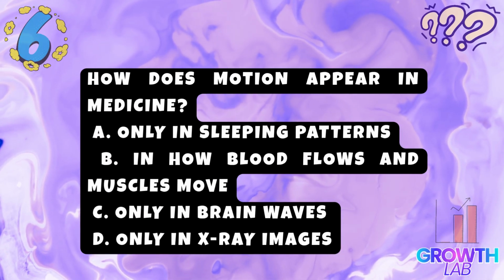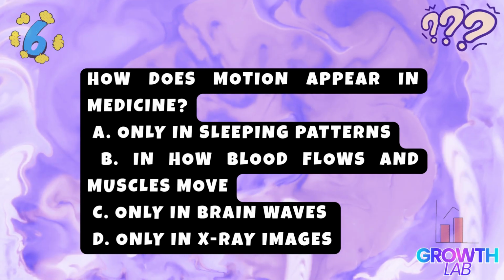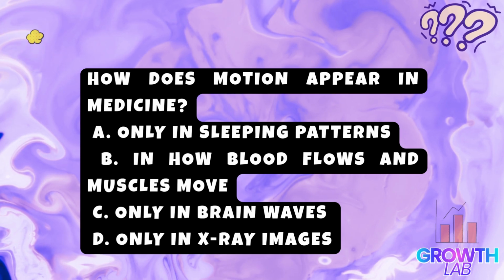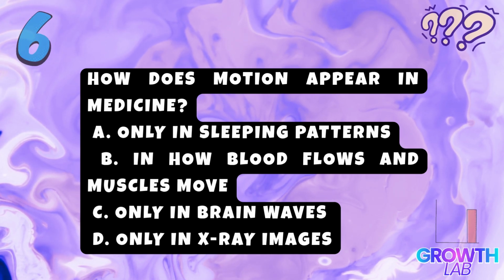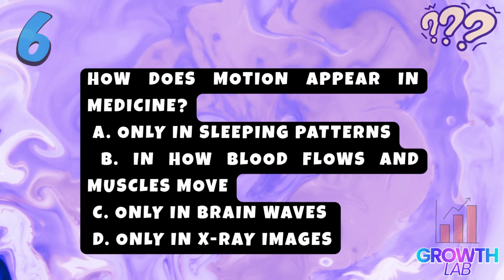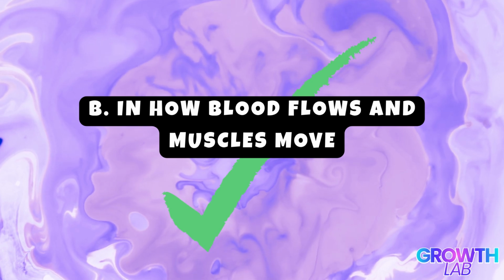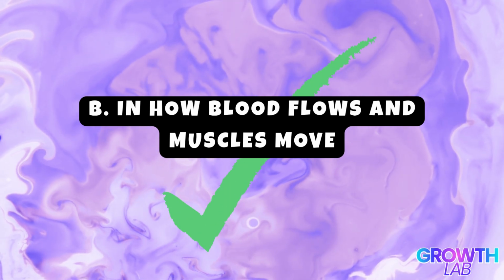Question 6. How does motion appear in medicine? Answer options are: Option A, only in sleeping patterns. Option B, in how blood flows and muscles move. Option C, only in brain waves. Option D, only in X-ray images. Correct option is option B, in how blood flows and muscles move. Motion explains circulation and muscle function.